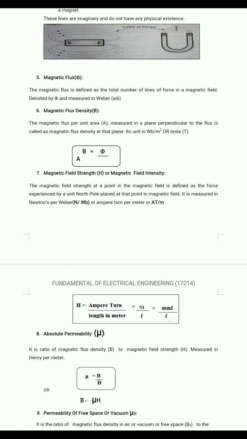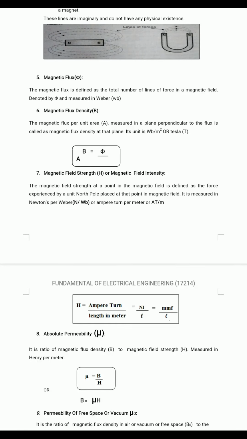Here we are calculating ampere turn by number of turns into the current flowing through that coil. That is also called ampere turn, and length in meter is the length of that coil. So we can replace Ni by mmf. What is meant by mmf? We will learn in further definitions. Okay, so what is the next definition?